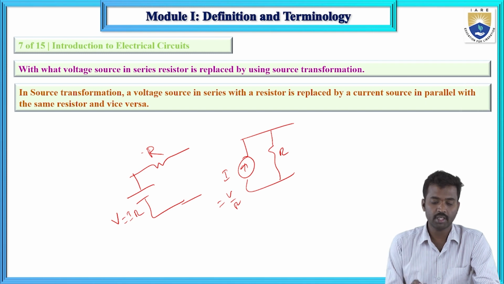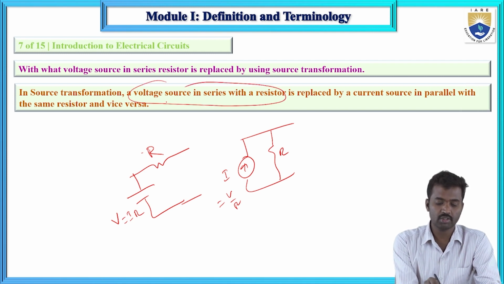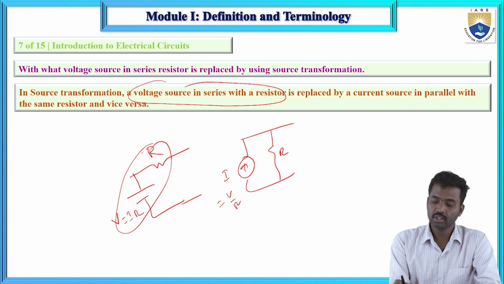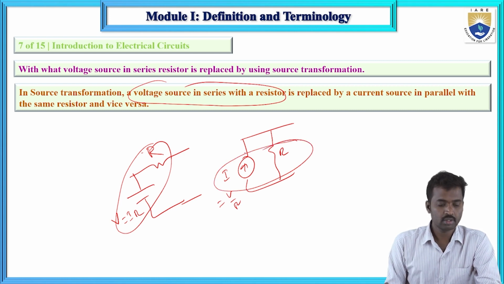Source transformation technique. So a voltage source in series with resistance, this one, and a current source in parallel with resistance, this one, with the same resistance value.